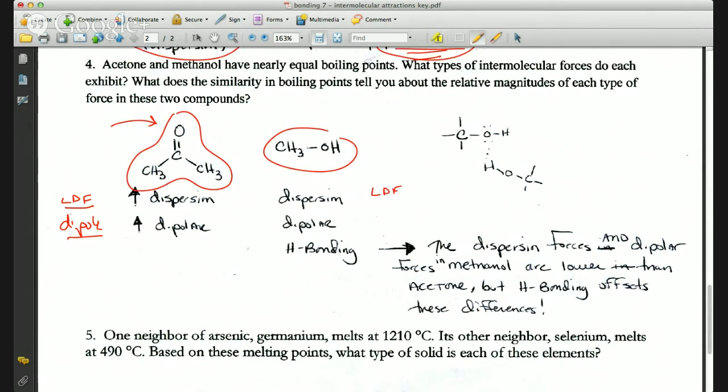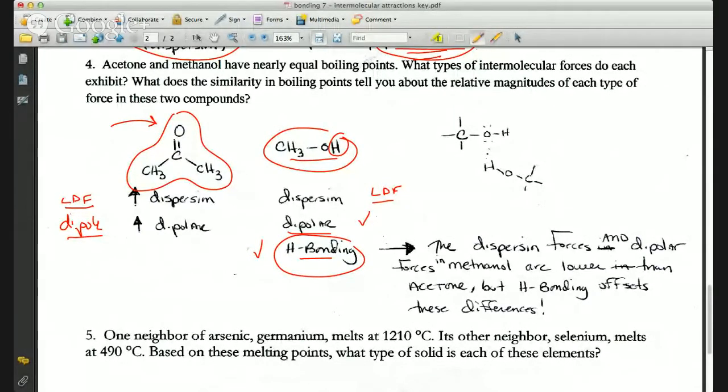Now, if you see methanol, it's got LDFs, probably not quite as strong. But because of this OH group, which we call a hydroxyl group, it's got dipolar forces. And it can also what? H bond with itself. So by adding an extra bond here, or I should say attractive force, they both have LDFs, they both have dipolar, but because methanol has an additional attractive force called H bonding, it has a higher boiling point.